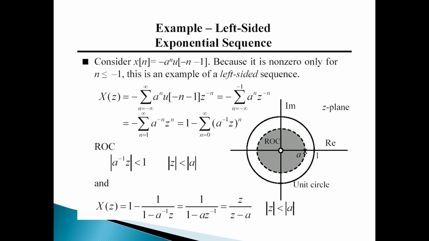Now, in this case, if we substitute the value |a inverse z| less than 1, this is the ROC, and it comes out to be |z| less than |a|. That means the interior of the circle. This is the shaded portion. Now this shaded portion will be the ROC for the left-sided exponential function minus a power n u[minus n minus 1]. So this is the difference between the right-sided and the left-sided sequence. There we have seen the ROC is the exterior of the circle. Here the ROC is the interior of the circle.